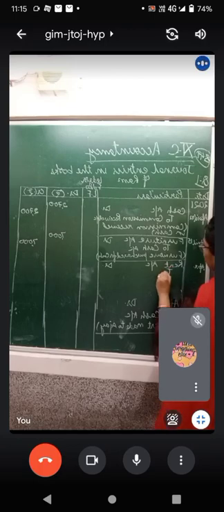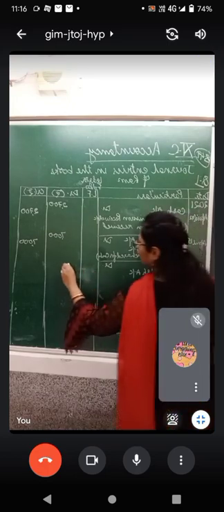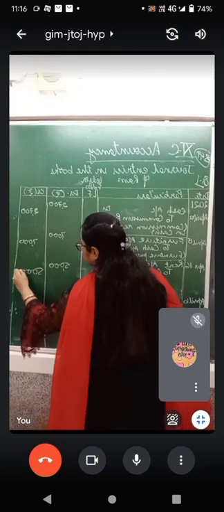Rent account debit to Cash account. How much is the amount? The amount is rupees 5,000. Yes, 5,000. April 16 को you have paid 5,000 as rent.